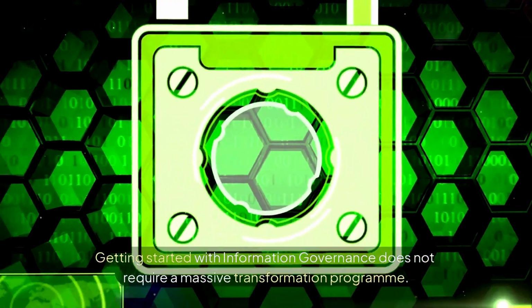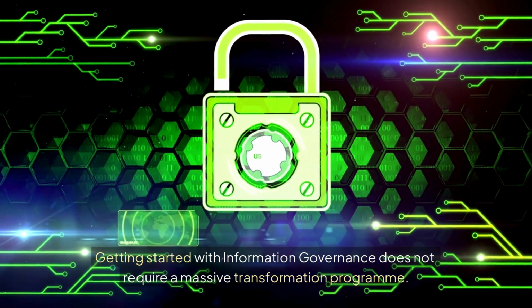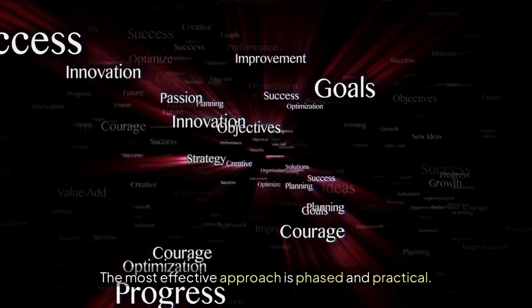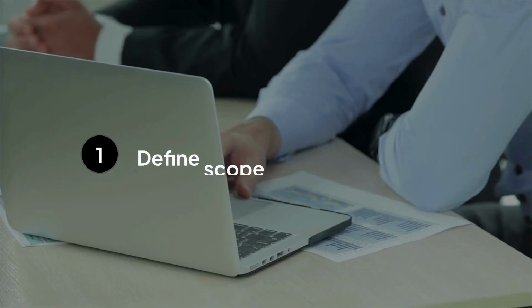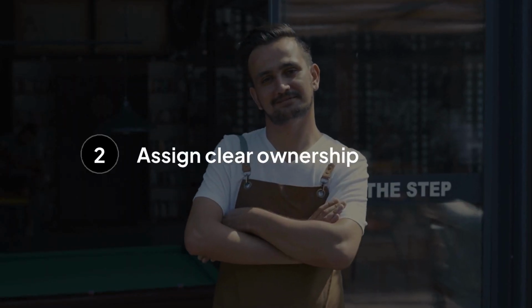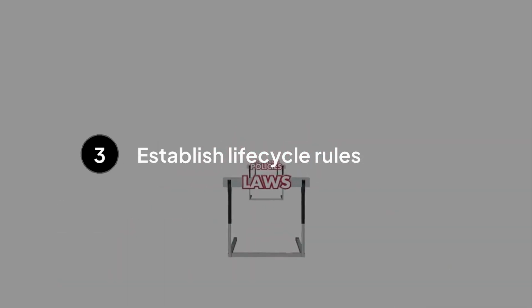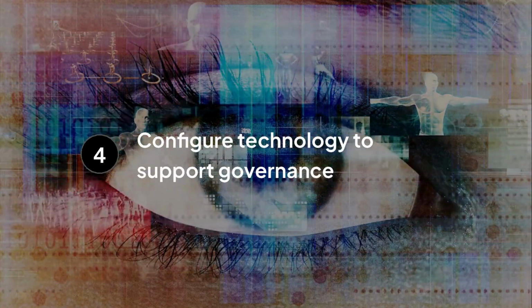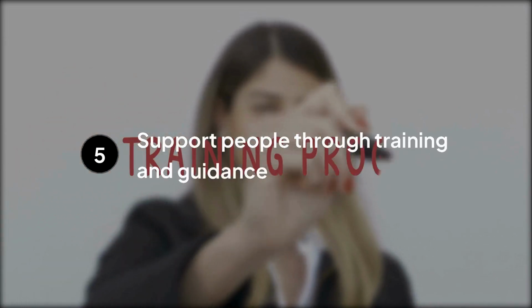Getting started with information governance does not require a massive transformation program. The most effective approach is phased and practical. Start by defining scope and objectives. Assign clear ownership. Establish life cycle rules. Configure technology to support governance. And support people through training and practical guidance.